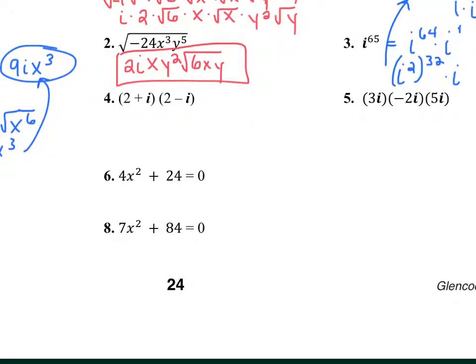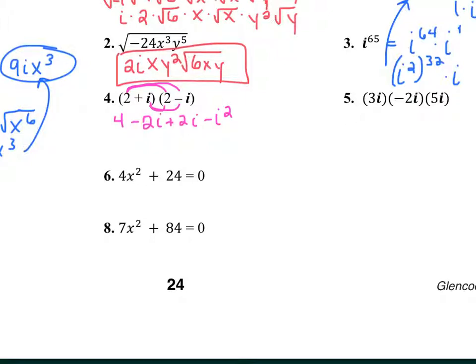Number 4, we're multiplying, so we have to FOIL. 2 times 2 is 4. 2 times negative i is negative 2i. i times 2 is positive 2i. And then i times negative i is negative i squared.